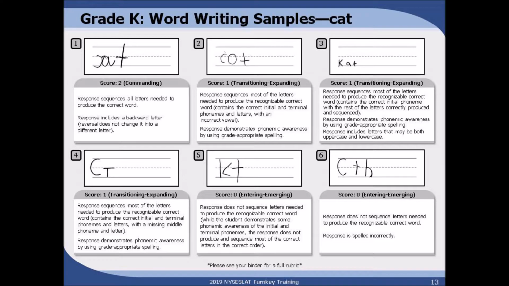Sample 6 is scored a 0. The response does not sequence the letters needed to produce the recognizable correct word. The response is spelled incorrectly. The only correctly sequenced letter is the C.